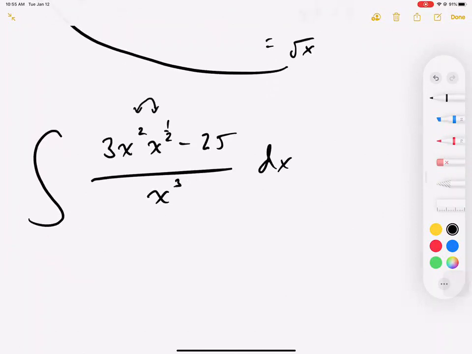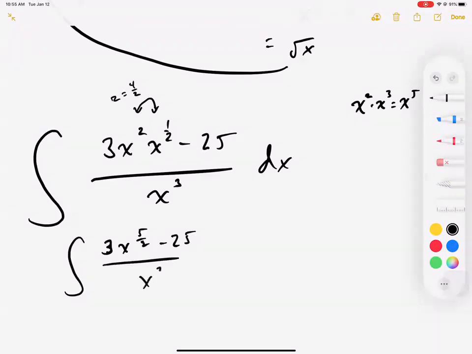If you remember, if I'm multiplying powers, I'm actually adding them. Example, x squared times x cubed is x to the 5th. So I'm going to add those fractions together. So we end up with 3x to the 5 over 2. Why? Because 2 is the same as 4 over 2, and 4 plus 1 is 5. Minus 25 over x cubed.